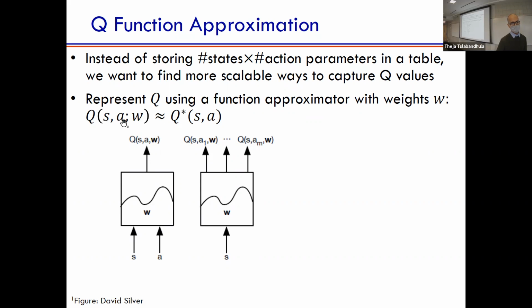So it's a function which takes two inputs and also has parameters inside, which produces a number, the Q value, which is as close to the true value as possible. Hopefully, after learning, it will be as close to Q star of S, A.